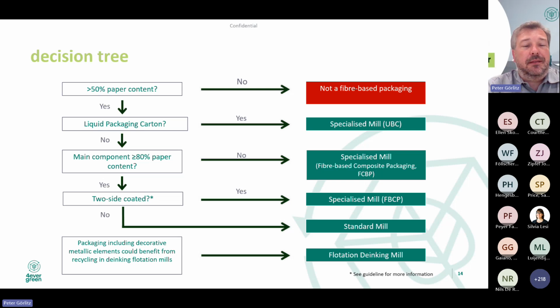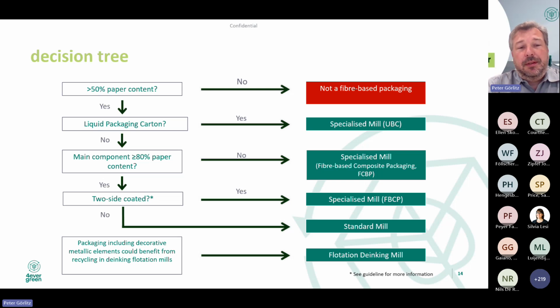If the answer is yes, and it is a liquid packaging carton, then you will find your guidelines in the section for specialized mills and in the subsections for UBCs. If it's not a liquid packaging carton, but has a low paper content below 80%, then you also go to the specialized mill section, but you will look into the section on fiber-based composite packaging. The same applies if you are above 80% paper content but have a heavy coating on both sides, so a two-side coated material or packaging. Then we would also recommend looking into the section for specialized paper mills.